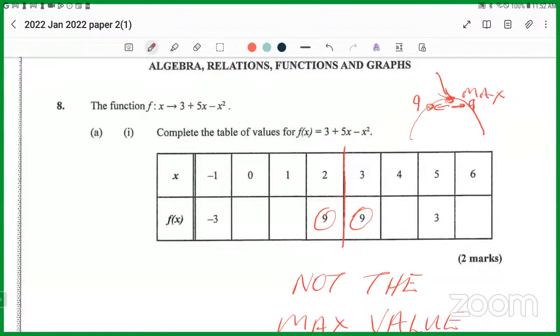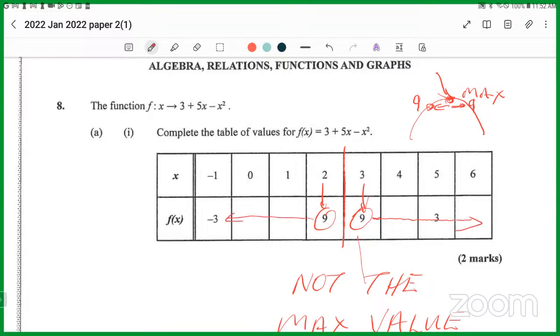But the vertex point is not shown in the table, because the table is showing whole number x values, and the vertex point in this case is not a whole number x value. It is actually perfectly between those 2 values. This red line represents where the axis of symmetry would be, right between the 2 and the 3. The 2 takes us up to 9, the 3 takes us up to 9, and then the values start decreasing back down this way and decreasing back down that way.